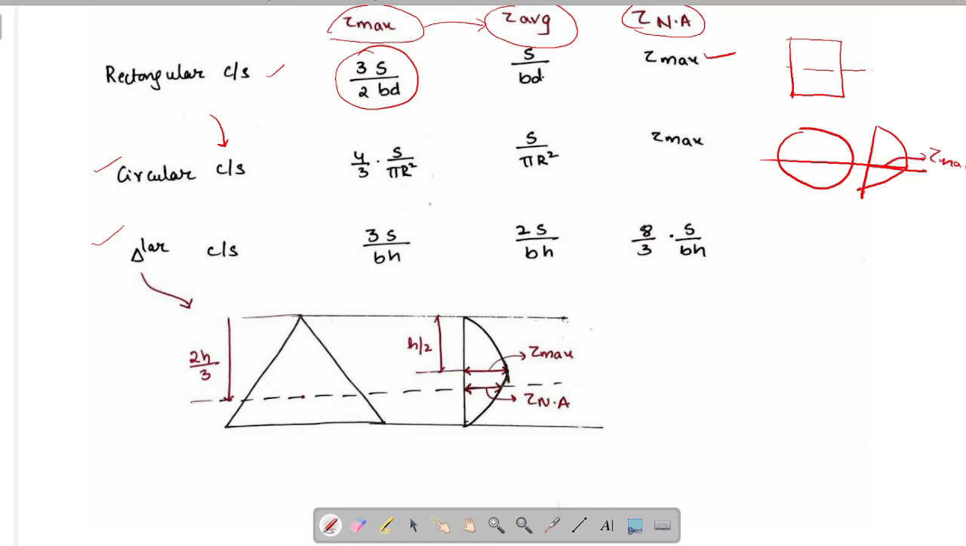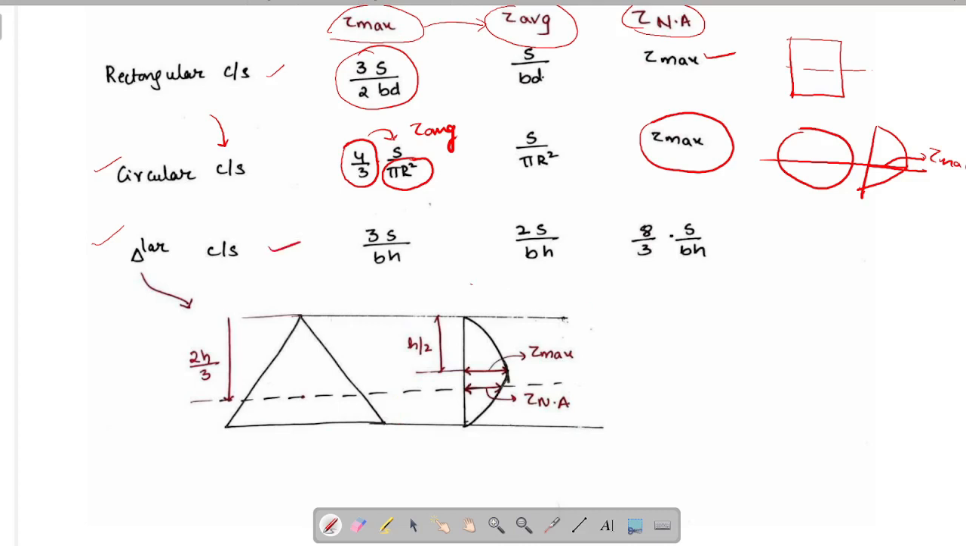That means tau at the neutral axis is equal to tau max, and we will be getting that value as 4 by 3 times S by pi r square. That means tau max is 4 by 3 times tau average. Here pi r square is nothing but the area of cross section, S is shear force. So S by area is nothing but tau average. So in case of circular cross section, tau max is 4 by 3 times tau average. Now let's see in case of triangular cross section.